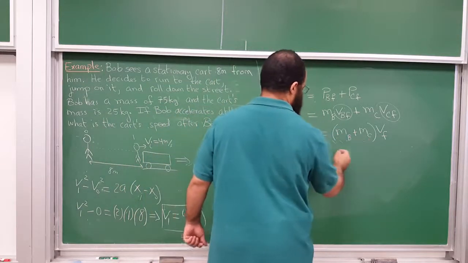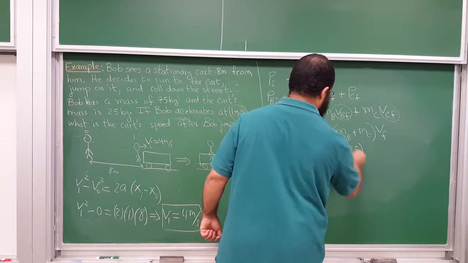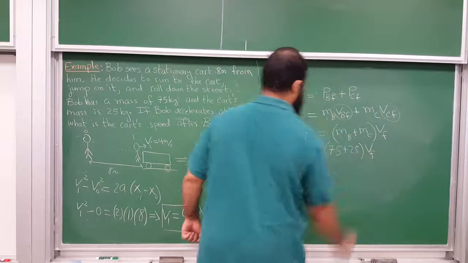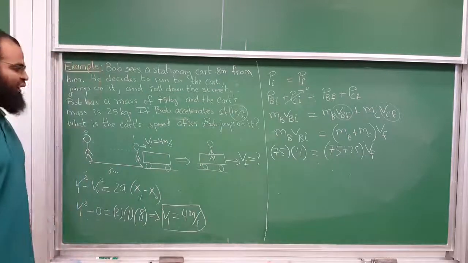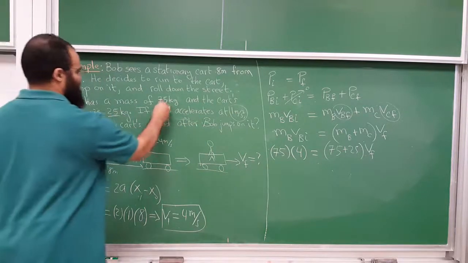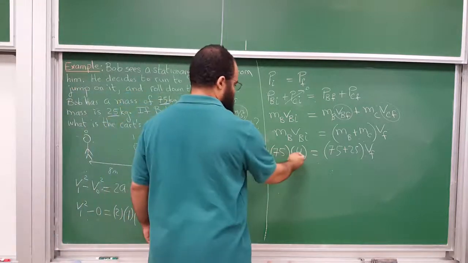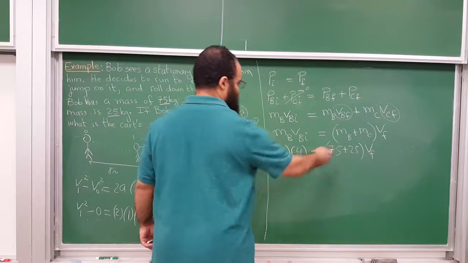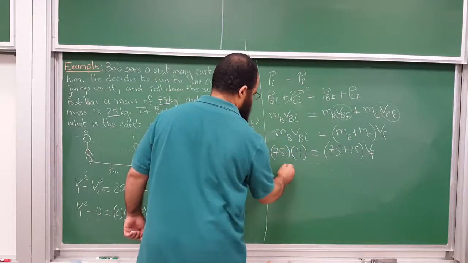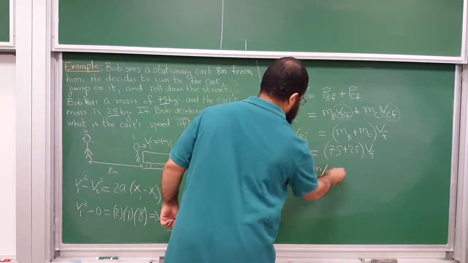The mass of Bob plus the mass of the cart. Bob is 75 kilograms and the cart is 25 kilograms. Nice numbers, you just add up to 100, right? So we get 75 times 4, that's 300, and 300 over 100 is 3. So V final will just be 3 meters per second.